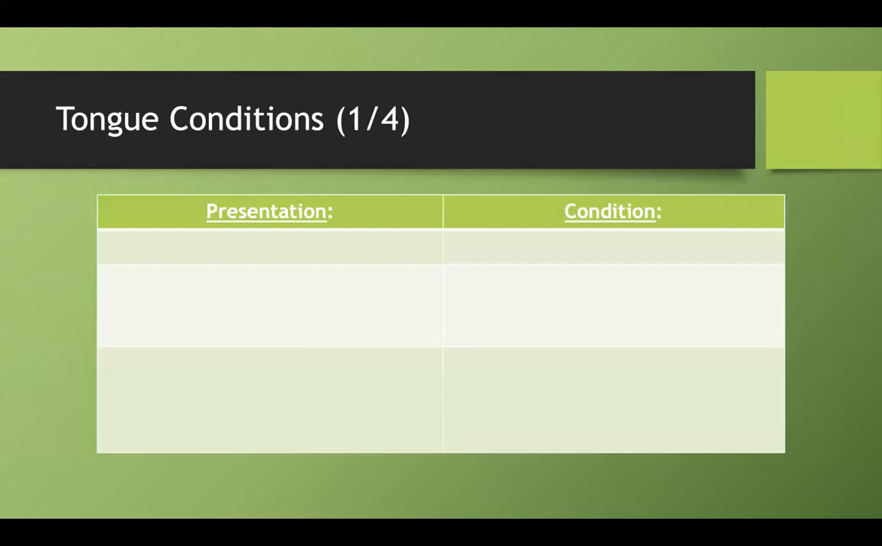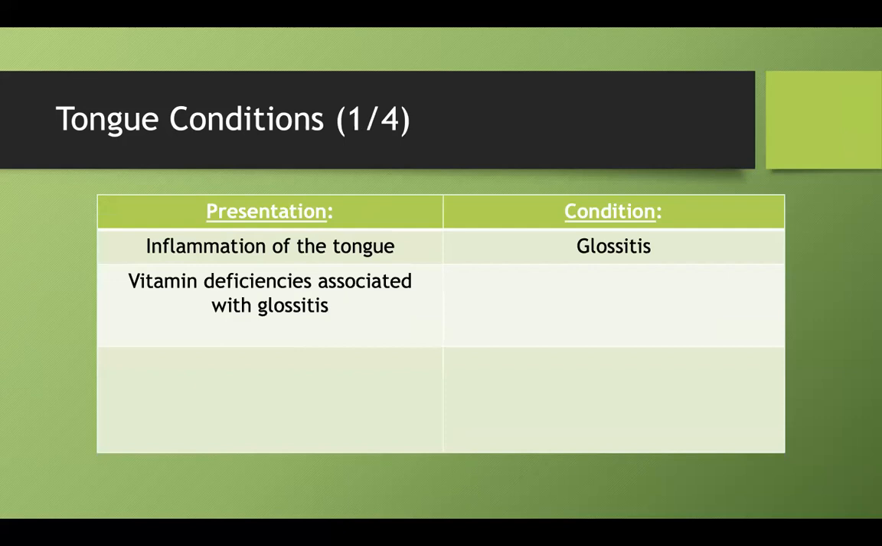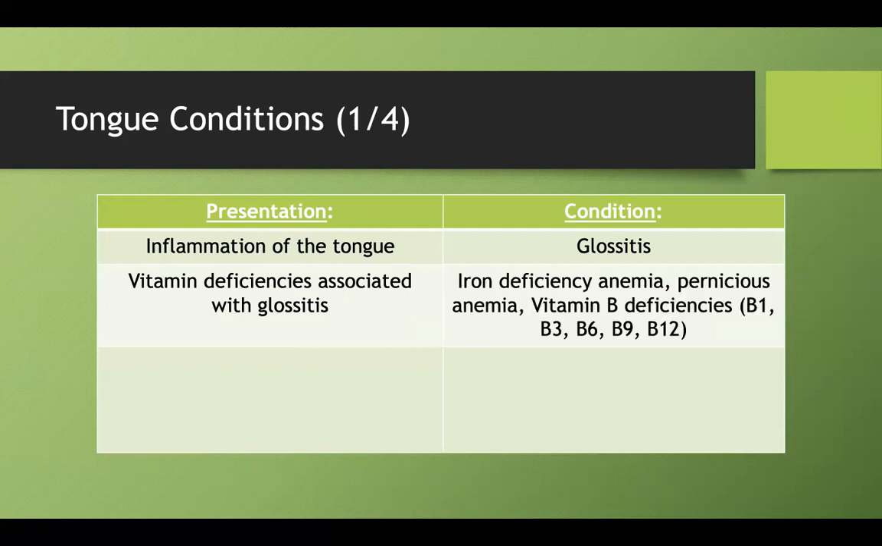Let's talk a little bit about tongue conditions. We have a few different subcategories here. What's it called when you have inflammation of the tongue? It's not a trick question. It's just called glossitis. Which vitamin deficiencies, I should say, are associated with glossitis? There's quite a few, actually.